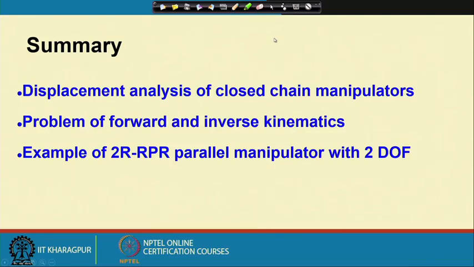So, finally, let me summarize. We have looked at the displacement analysis problem of closed chain manipulators with the example of a 2R RPR kinematic chain. So, with that I will close this lecture.